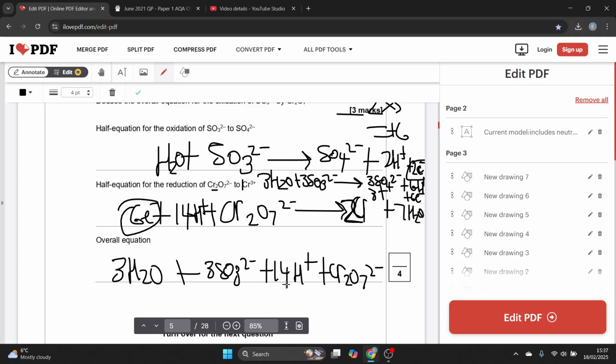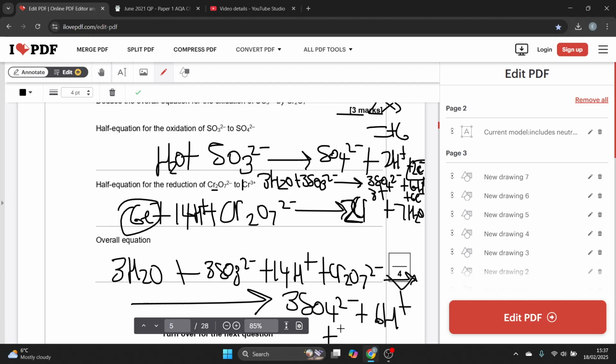Cr2O7 2 minus. Now obviously in the exam do your forward arrow that way, but I can't because I won't have enough space. I'm just going to have to do it like this. To 3SO4 2 minus plus 6H plus 2Cr3 plus 7H2O. Did I do it correct?